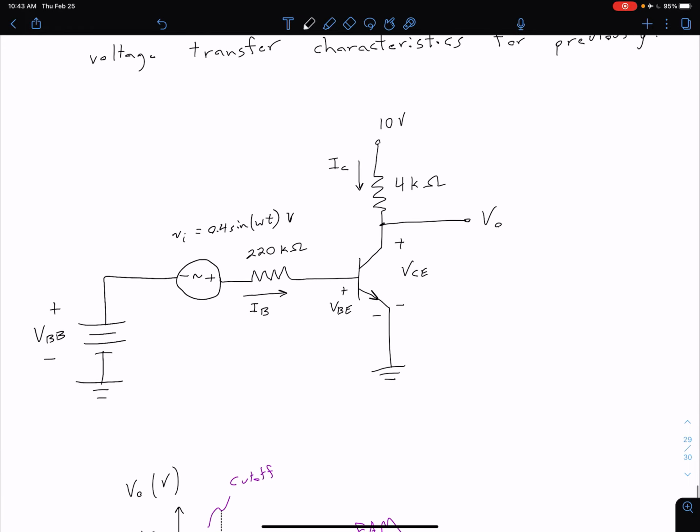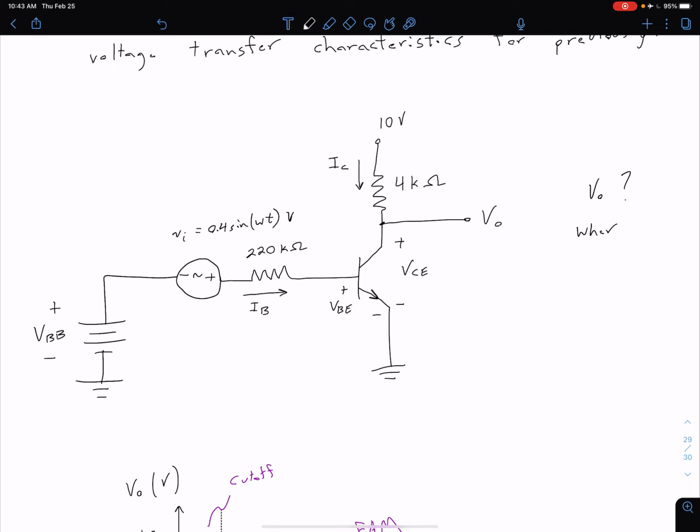Okay, so with this new circuit, there's two things that we're going to be interested in. We're interested in what our output voltage looks like, and before we get to that, we want to say where do we bias our BJT? So again, we're going to talk about this first, and once we figure out where we want that to be biased, then we can come back and figure out what our output voltage is going to look like.